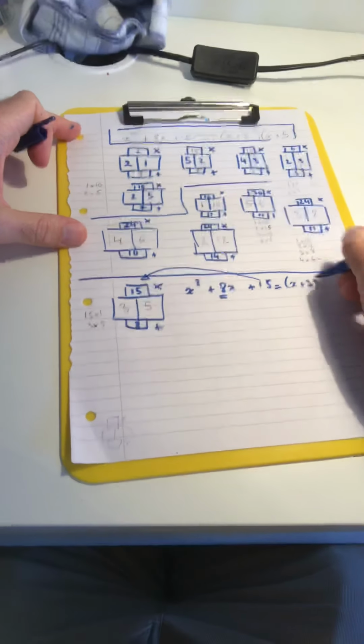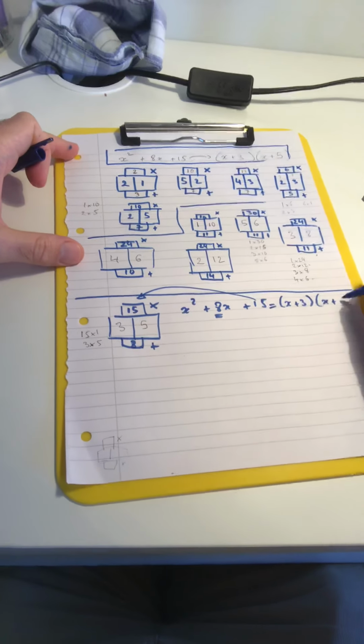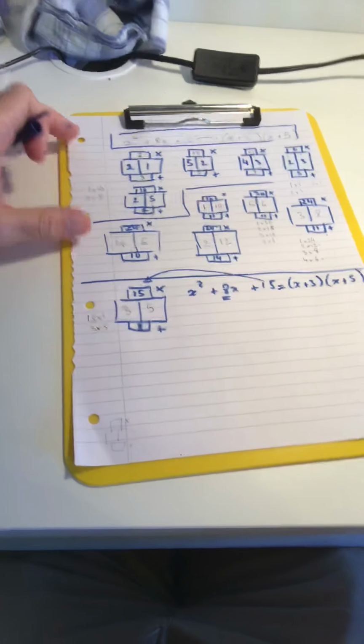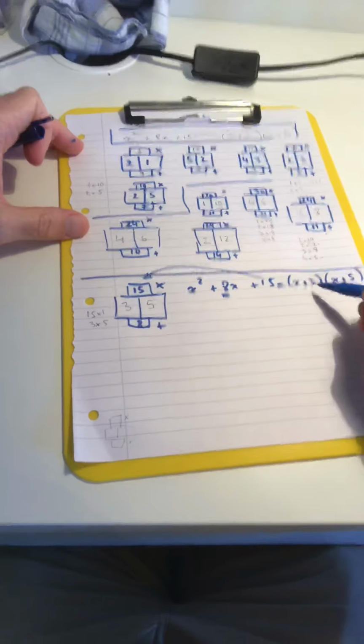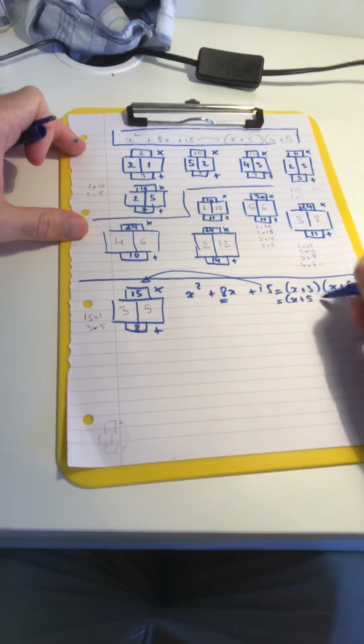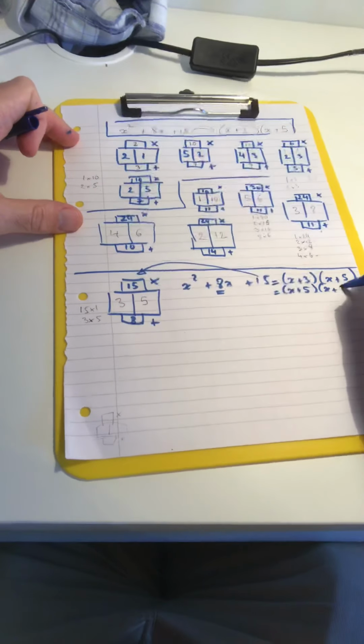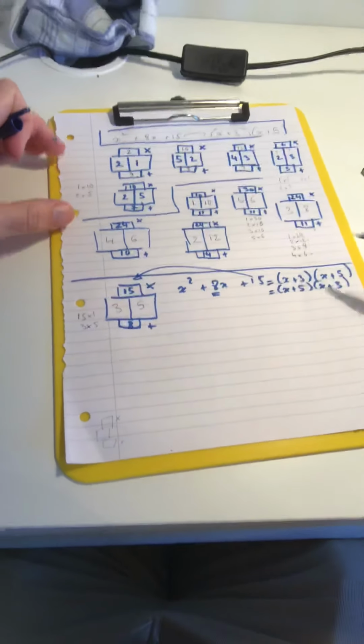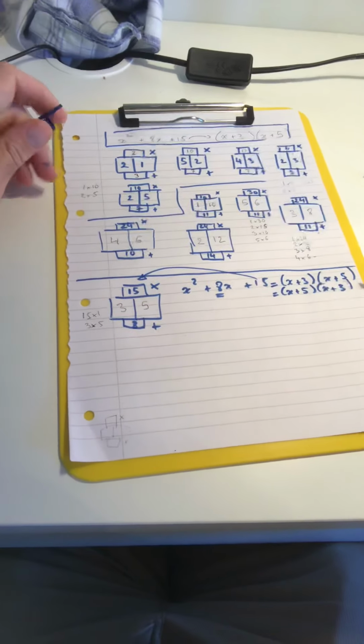X plus 3, x plus 5. I just pick the two numbers, the 3 and the 5, which is, by the way, x plus 5 times x plus 3. Okay, it doesn't matter which order it is. What matters is for you to find the two numbers.